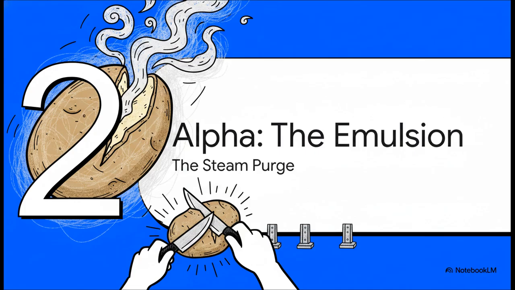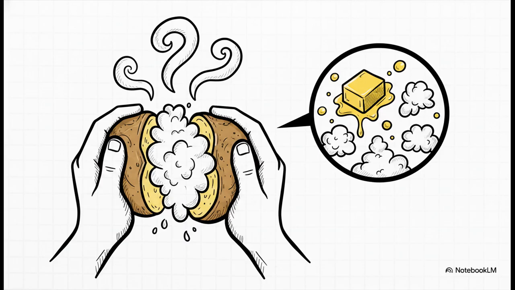Section 2, Protocol Alpha, the emulsion. This is where we initiate the steam purge and apply our very first element. The technique here is absolutely critical. You've got to slice it open and literally push the ends inward. This action fluffs the interior and, most importantly, vents out all that trapped steam. And while that inside is still blazing hot, hovering right around 200 degrees, bam, we introduce butter.